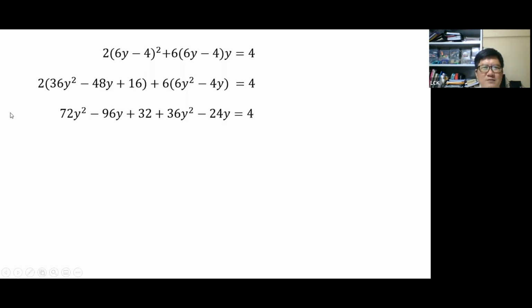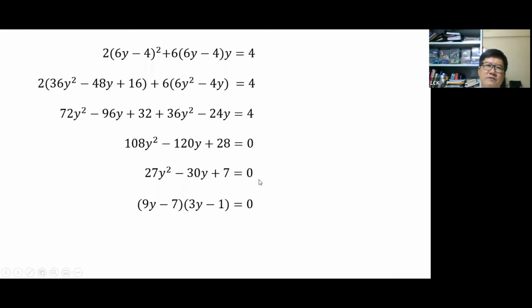Now, it's nice because this is something familiar. This is a quadratic equation. So you have 72 plus 36, which is 108. Minus 96 minus 24 is minus 120. 32 minus 4 is 28. And this is begging to be divided by 4. So when you divide this by 4, you divide everything by 4. 108 divided by 4 is 27. 120 divided by 4 is 30. 28 divided by 4 is 7. 0 divided by 4 is 0.